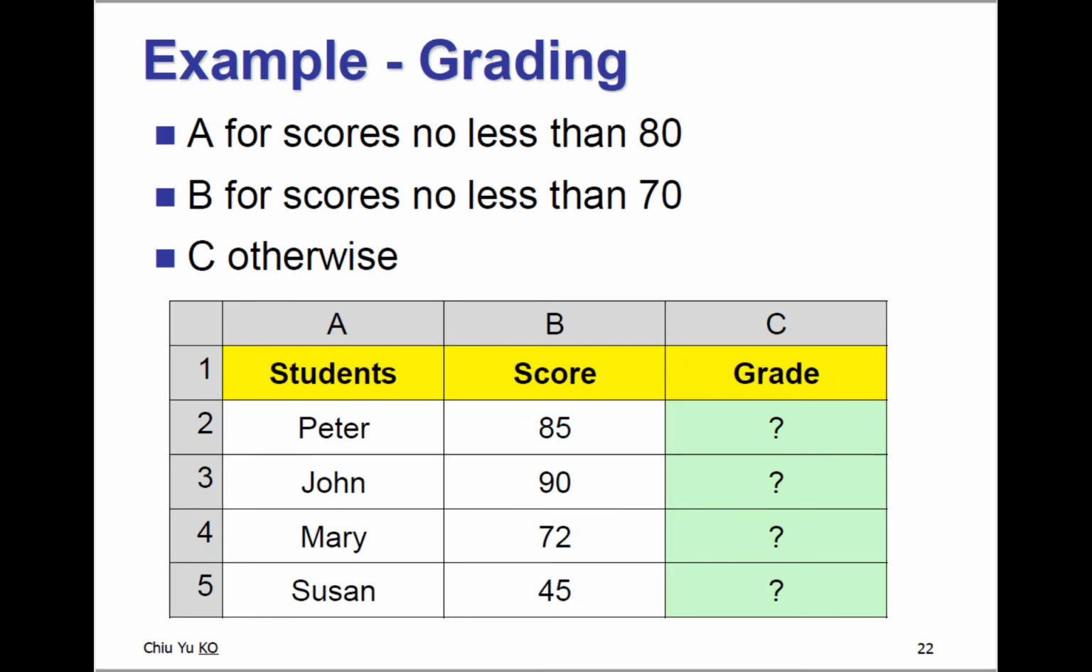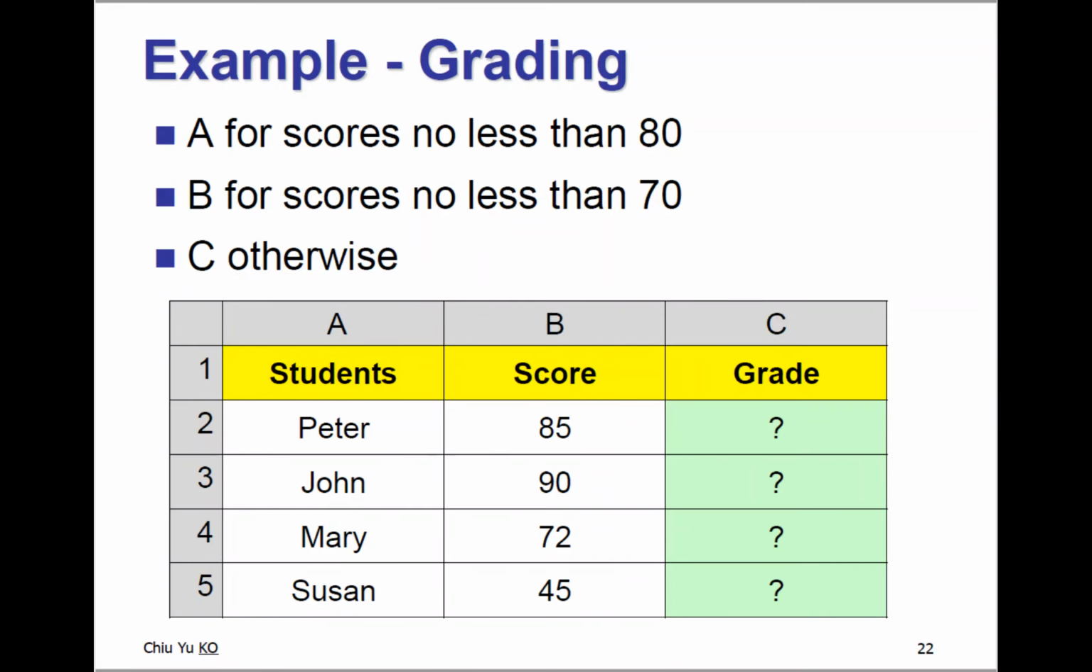So see the next example, a little bit more complicated. Instead of grading pass or fail, we give grades, okay? And to give a grade, we have to decide what grade to give. More than 80 is A. More than 70 is B, otherwise it's C.